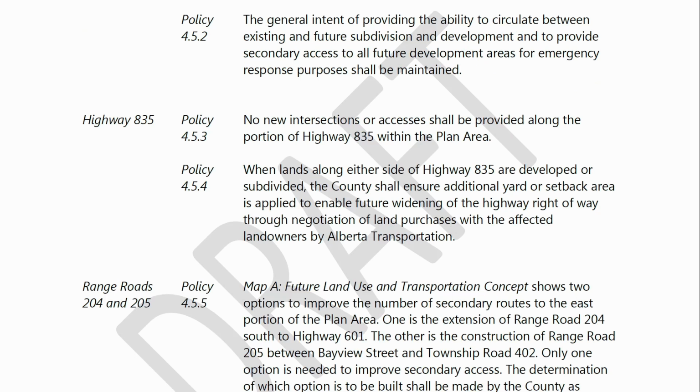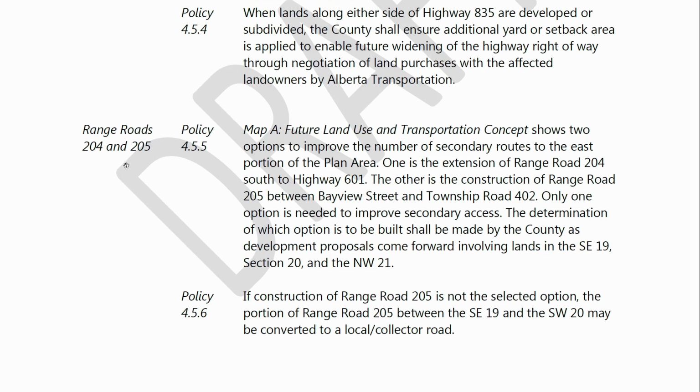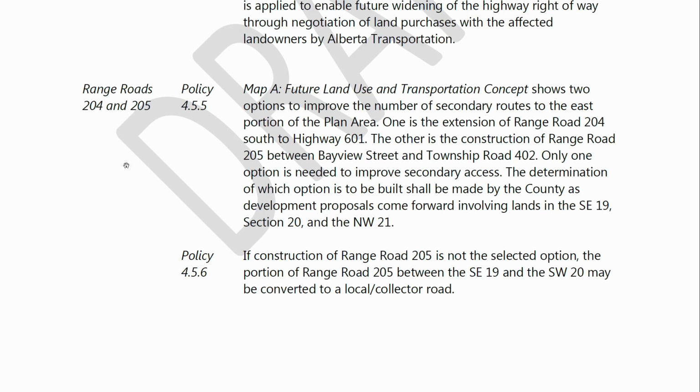although we still have to deal with the intersection of Township Road 40-2 and 835 as a key point where a lot of traffic into and out of the area will move through. We talked earlier about the concepts for Range Roads 204 and 205. And as development to the east part of the plan area occurs, a decision will have to be made on which of those two routes, only one of them will be selected, will be the best option to serve the long-term needs of the area.